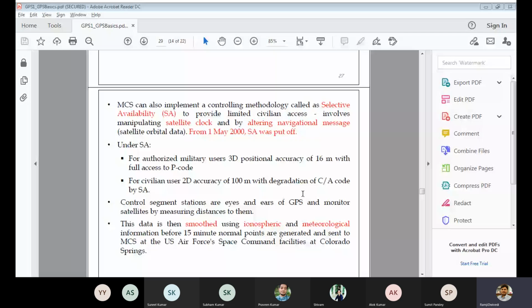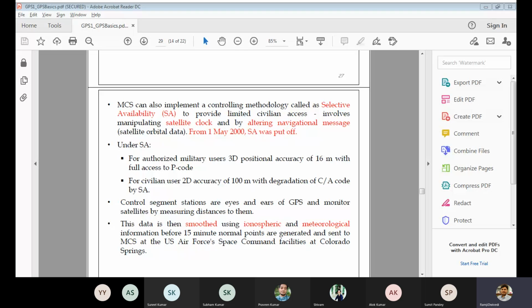This data is then smoothened using ionospheric and meteorological information before 15-minute normal points are generated and sent to the MCS. So the master control station has several monitoring stations, and these are continuously tracking GPS satellites. Just like a GPS receiver, these monitoring stations are simply collecting the data from receivers, and they are continuously monitoring how much variation there is in the position of the satellite in space, the kind of navigation quality of the data which we are getting.